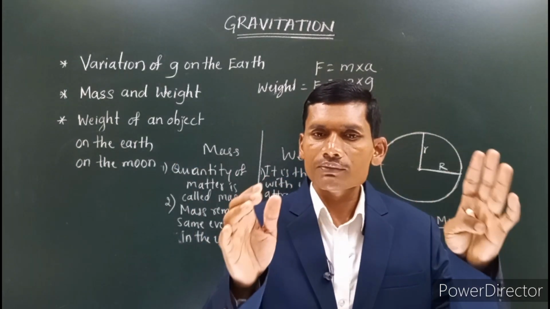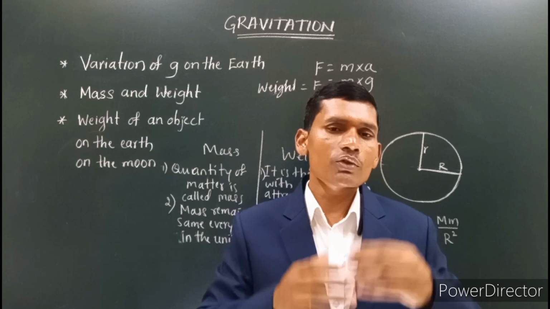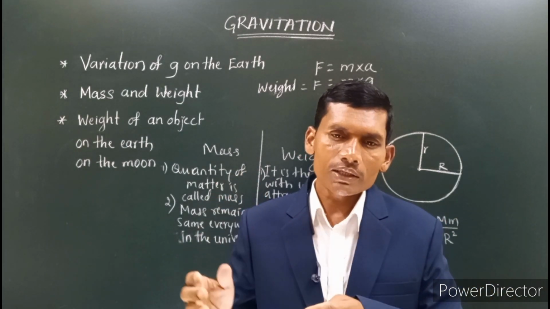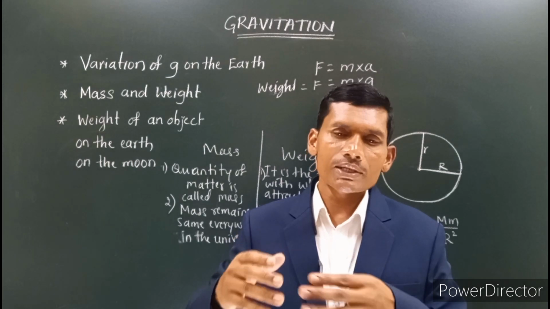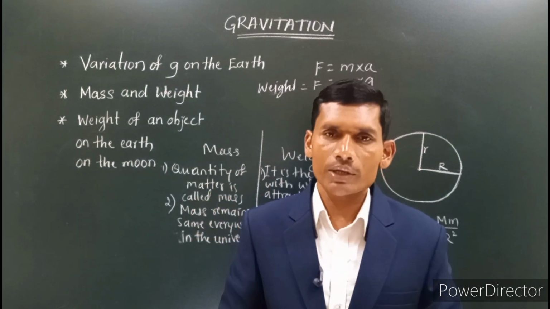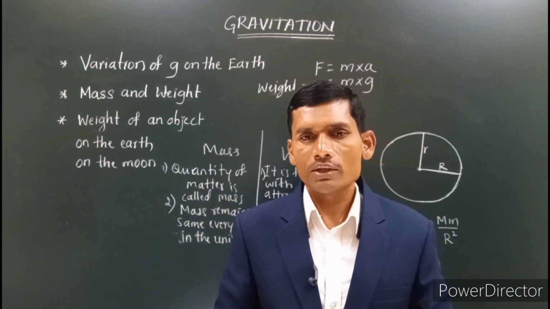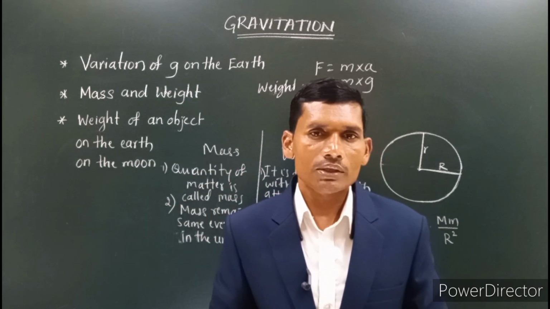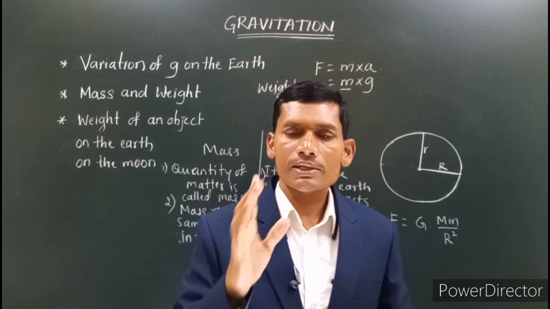Because the mass of the moon is less, the gravitational force of the moon will also be less. The mass of the earth is greater, so the gravitational pull acting on objects will also be more here. Because of that, we can say weight changes from planet to planet, whereas mass remains the same everywhere.